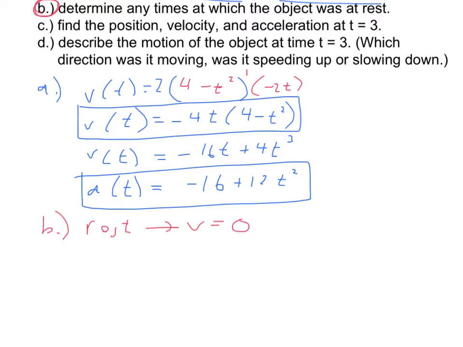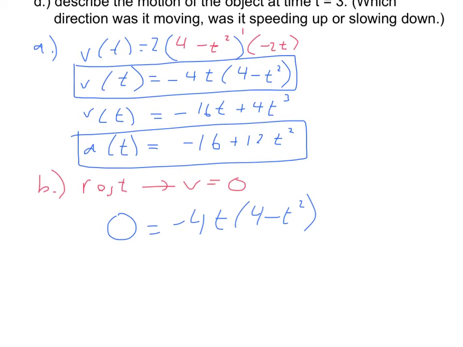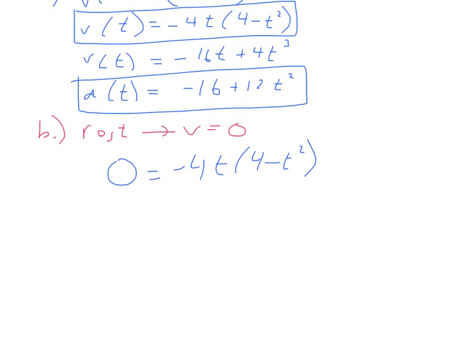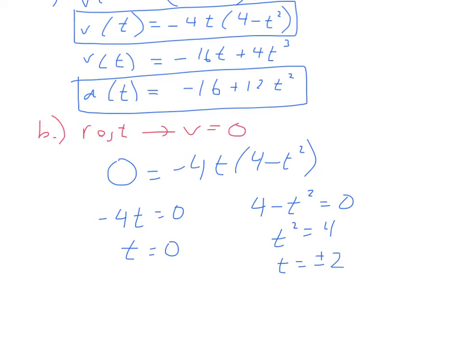When I set that equal to 0, I'll just have 0 equals negative 4t times 4 minus t squared. And the reason that's particularly nice is that because it's factored, I can use the zero product property and just set each of those pieces equal to 0. Right? I'll have negative 4t equal to 0, and then I'll also have 4 minus t squared equal to 0. So if I solve for this one, I'll get t equals 0. For this one over here, I'll have t squared equals 4, which means t is plus or minus 2.